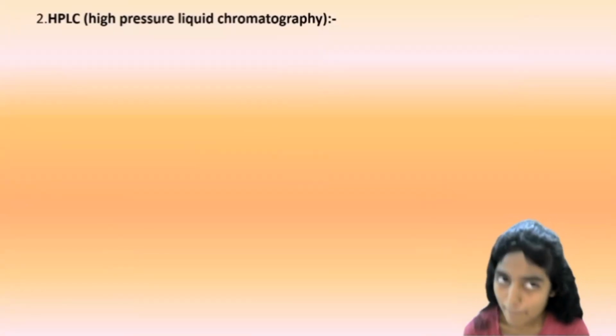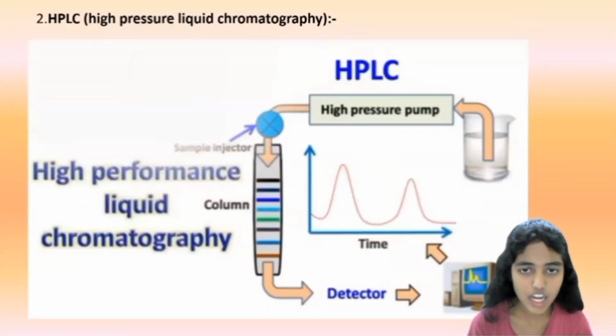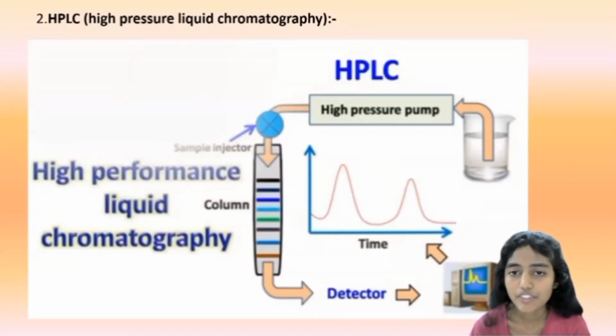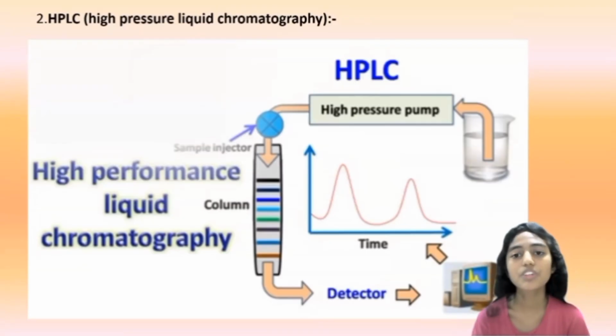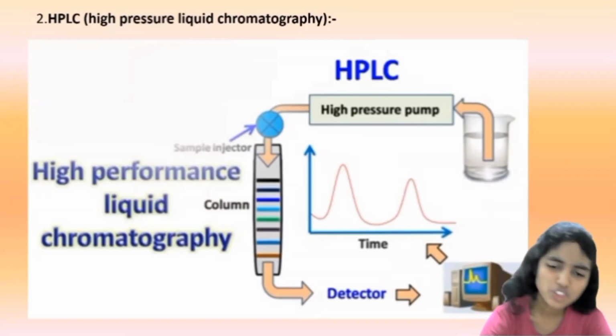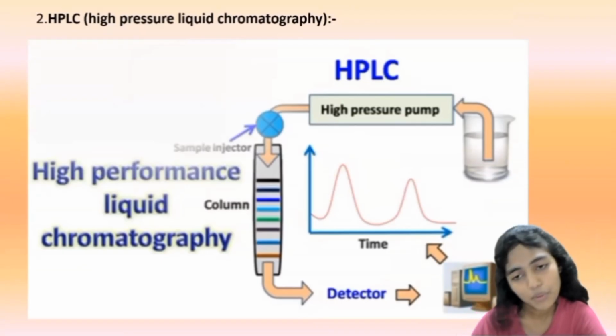Now let's understand high pressure liquid chromatography. What is that? Basically, there's a liquid, which is a mobile phase, that is a solvent, and there is a high pressure pump which is going to force that mobile phase into the column. It basically comprises an injector, a detector, and a computer as well.